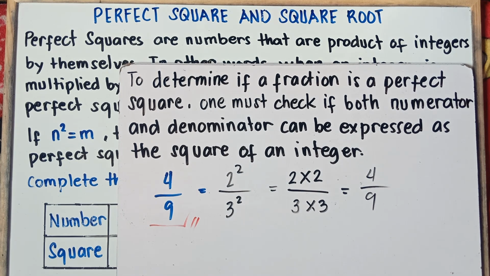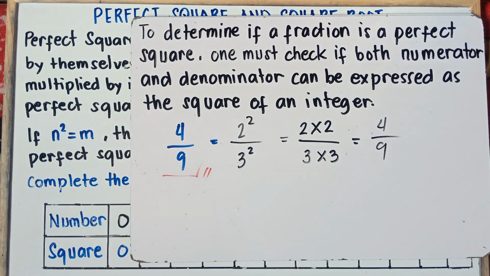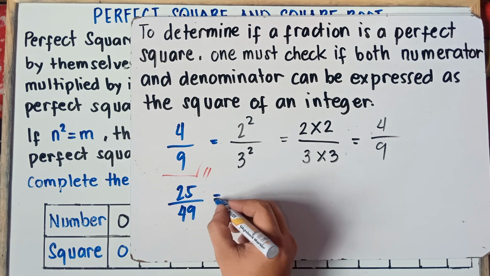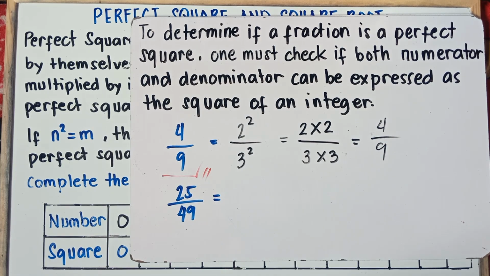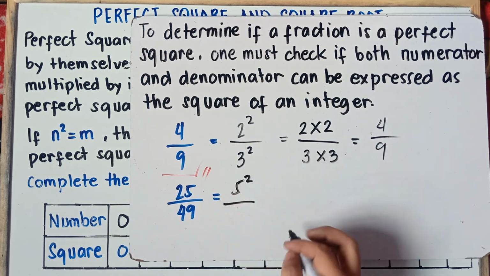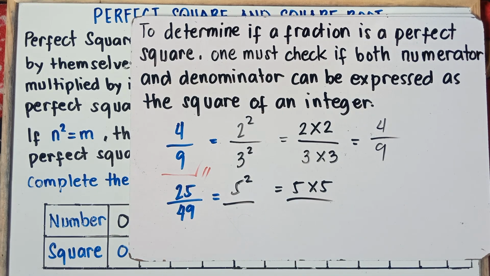I hope you got that one, class. Let me give you another example, if you're confused with this one. If I say 25 over 49, is 25 over 49 a perfect square? Let's check if we can express this as the square of an integer. For 25, can we write 6 squared or 5 squared? That's correct, it should be 5 squared, because 5 squared means 5 times 5. How about for 49, class? Can we express that as the square of an integer? Yup, 49 we can express as 7 squared, right?